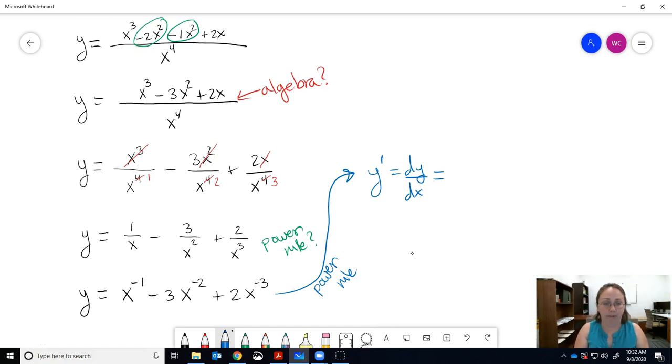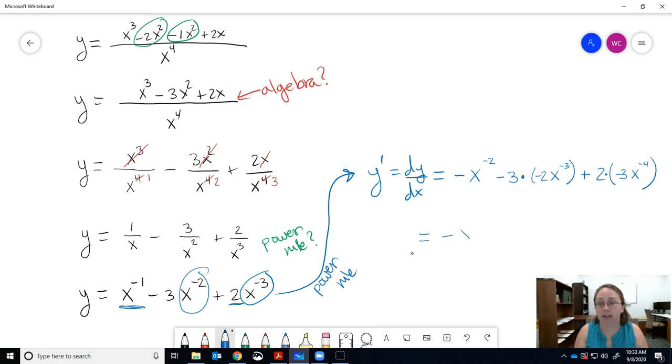All right, so the derivative. So of x to the negative 1, using the power rule, negative 1 comes down, x to 1 power less, so negative 2. Minus 3, that's a constant multiple, so he hangs out, times the derivative of the x to the negative 2. Power rule. Power comes down, x to 1 power less would be negative 3. Plus this 2, constant multiple, he hangs out. Take the derivative of x to the negative 3. Power rule. Negative 3 comes down, and then we have 1 power less. That's negative 4.